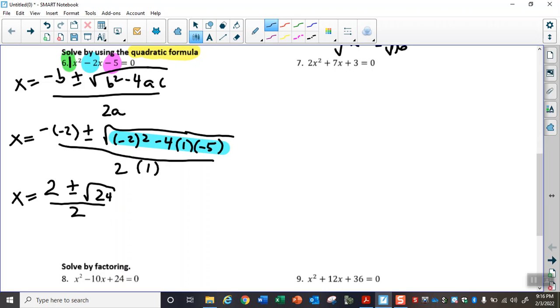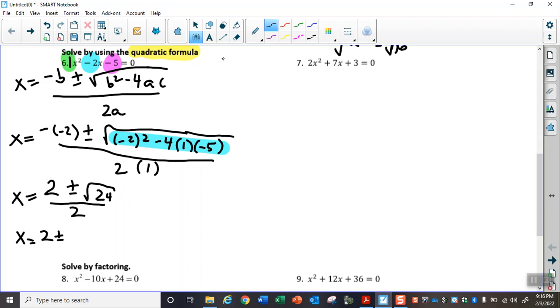All right. So now I've just got to keep simplifying. So I've got x equals 2 plus or minus the square root of 24, all over 2. Now remember to simplify a radical. Well, first of all, put it in Desmos and see if it comes out to be a nice perfect square, but it's not. All right. So I get a decimal.